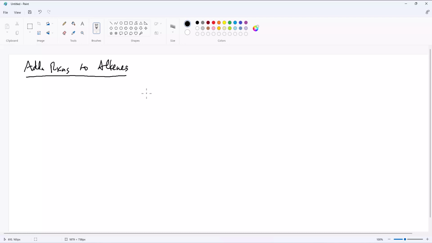So the general reaction scheme for an addition reaction to an alkene, I'm just going to draw a generic alkene, and then we're going to add AB. And in an addition reaction to an alkene, what we're left with is the alkane, in most cases, where AB has added across the double bond.